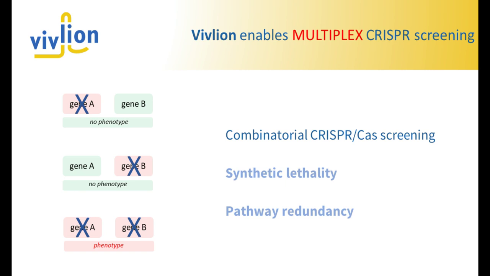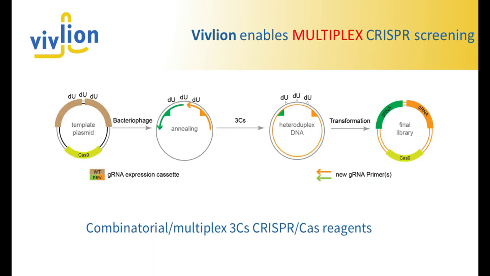The limitation here really is to generate those reagents. If you look into the literature, you will find a handful of papers that used conventional cloning technologies to generate these reagents, and you will quickly realize that the quality of these reagents is not nearly what it should be, which is why we now use the 3CS technology that we have at hand, testing whether it works for multiplex CRISPR library generation.